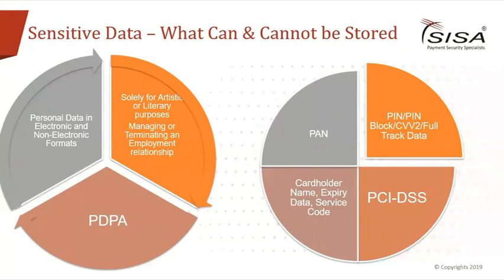The cardholder name, the expiration date, and the service code are data elements which are allowed to be stored as per the PCI DSS standard, and have to be protected based upon the access control mechanisms inside the organization. Not with respect to encryption, but with respect to access control. Whereas the PIN or PIN block, the CV2, and the full track data, all these authentication data elements, are not allowed to be stored as per PCI DSS. This means none of the organizations are allowed to store these things.